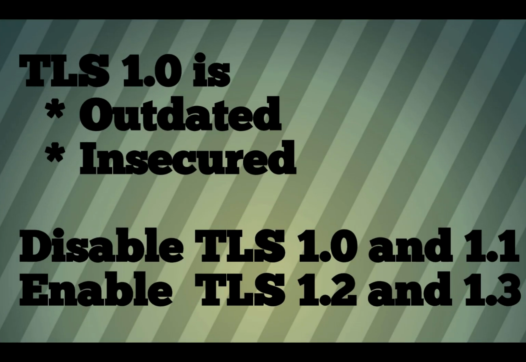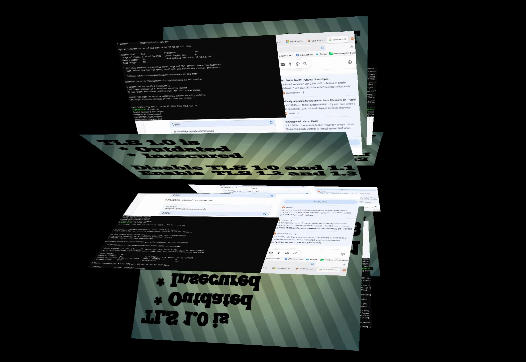First, fix the TLS 1.0 protocol detection vulnerability. The issue is that TLS 1.0 and TLS 1.1 are outdated and insecure. Our goal is to disable TLS 1.0 and 1.1, and allow only TLS 1.2 and 1.3.